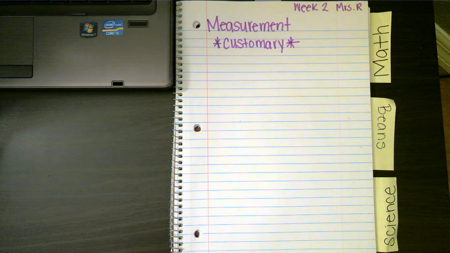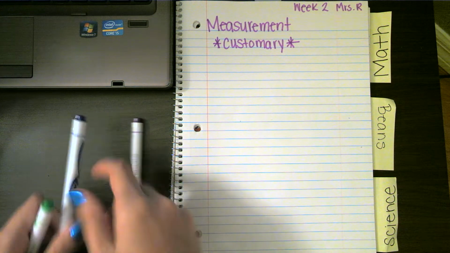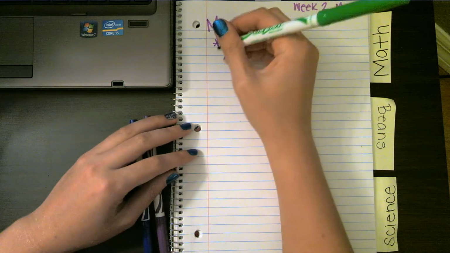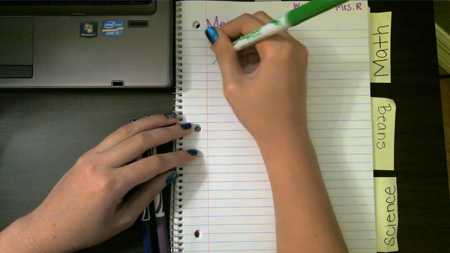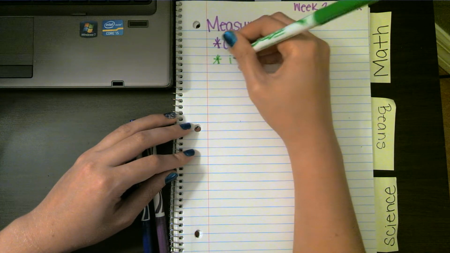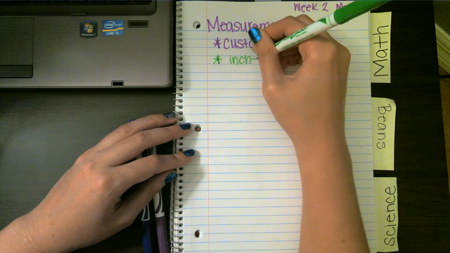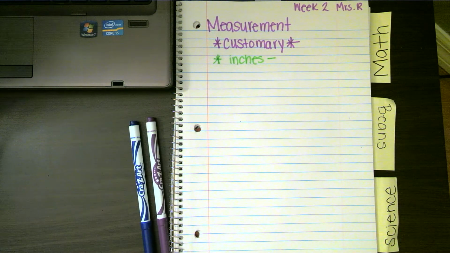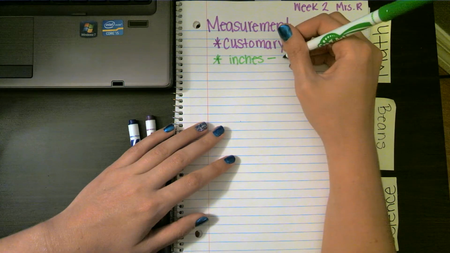Alright, so when we talk about customary measurement, we're going to talk about the type of measurement that you and I are going to use most often. So that is going to be when we talk about inches, feet, and yards. So first, when we talk about inches, there's important things I need to know about inches. I use inches for small objects.